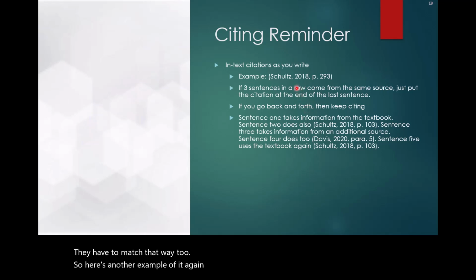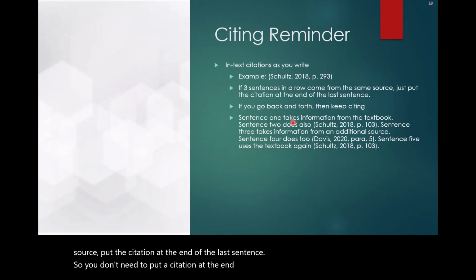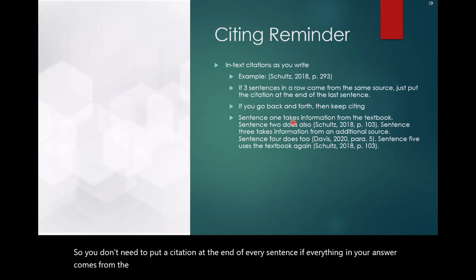If multiple sentences in a row come from the same source, put the citation at the end of the last sentence. So you don't need to put a citation at the end of every sentence. If everything in your answer comes from the same source, put the citation at the end of the answer.